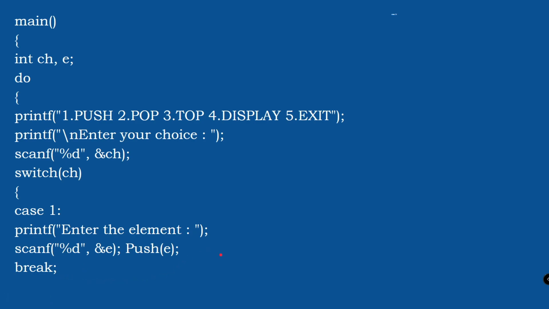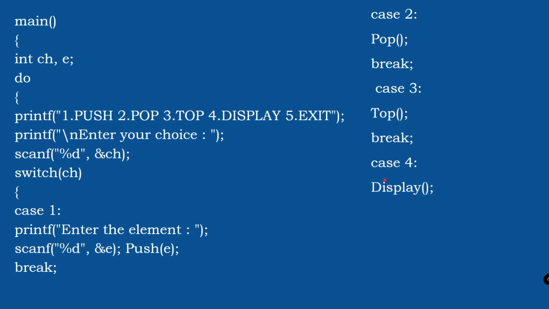Now it starts with case 2. Case 2 here is the pop operation, it just removes the element from the top of the stack, and after removing we give a break. This break is a control statement which will take the control out of the case once the case is over. Now case 3 we have top. This case 3, if we give it, will give the top element of the particular stack, and case 4 will display the elements on the screen, and case 5, if you want, will exit the program.